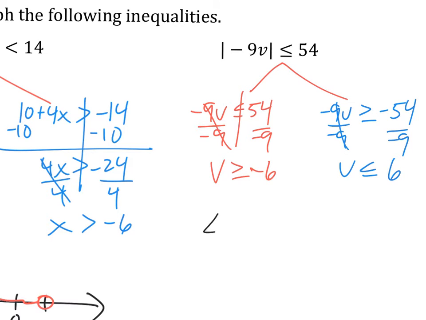So if we're going to graph these, we'll put negative 6, 0, and positive 6. V is greater than or equal to negative 6, so I'll do that in a different color. And less than or equal to 6, so we have closed circles on negative 6 and 6, and shade in between there.